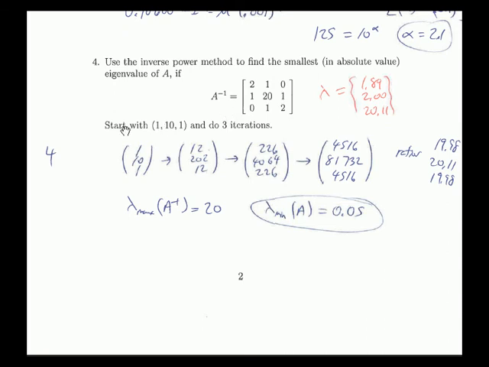So it tells you what to start with. Start with 1, 10, 1, and do 3 iterations. That is, just multiply by A inverse each time. Comparing this to that, this is about 20 times, this is about 19 times that; all 3 components are very close to 20 times that, so the largest eigenvalue of this matrix is 20, therefore the smallest eigenvalue of A is 1 over 20.